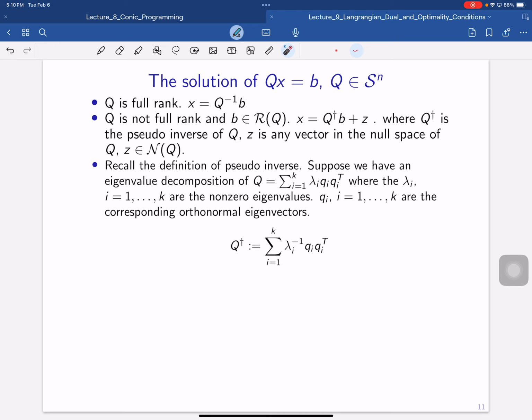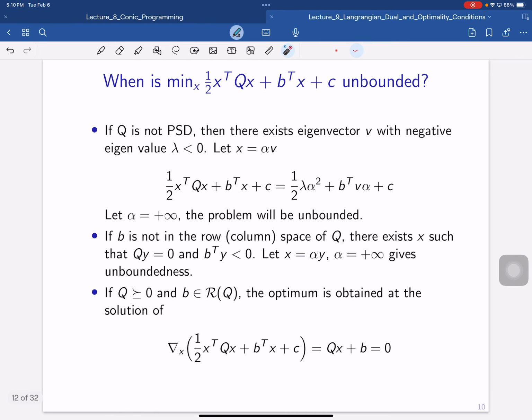Okay, so now to put it together, what we have discussed is the following, right? We are considering when this minimization problem is unbounded. We already talked about two cases where this is unbounded: when Q is not positive semi-definite, or when B is not in the row space of Q, the problem is unbounded. And if we are not in the first two cases, i.e. Q is positive semi-definite and B is in the row space of Q, then you just take the gradient of this quadratic function and set the gradient to 0, right? And now how do you solve this system? That will be the next slide.